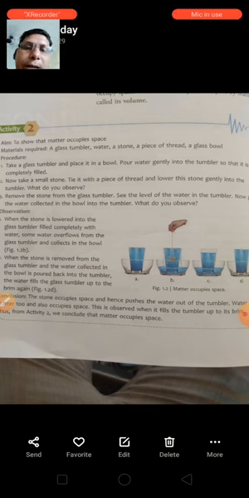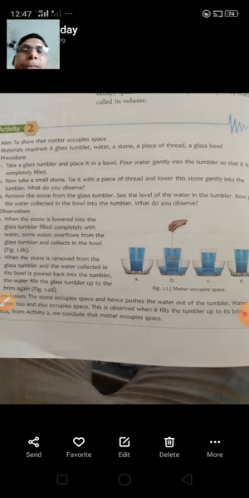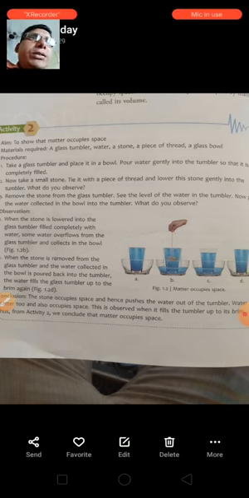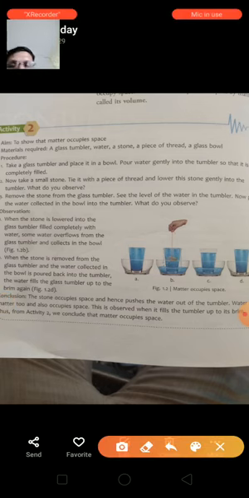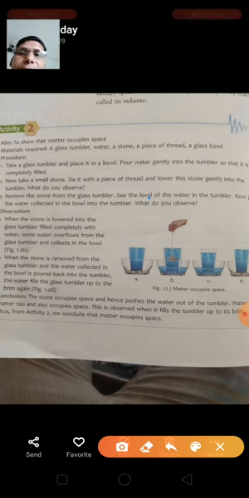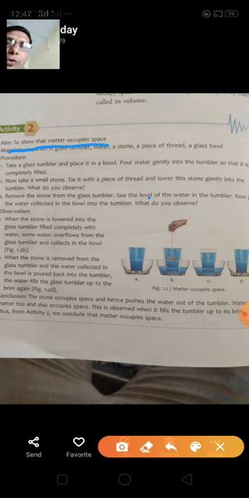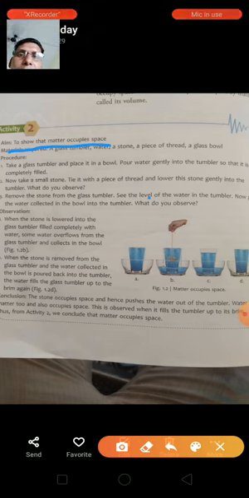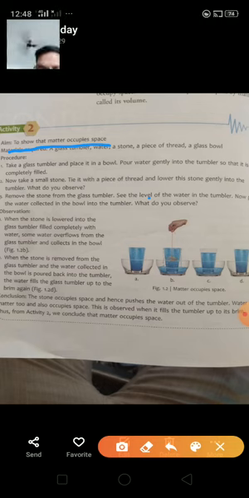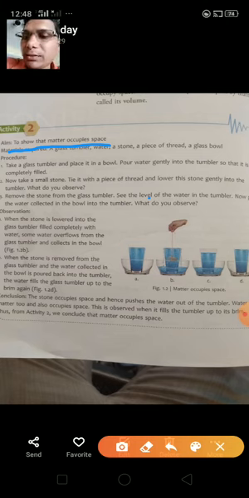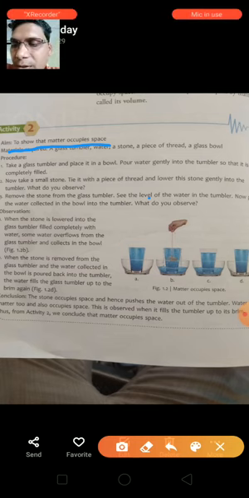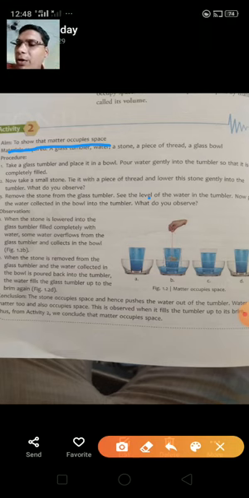So here I show you a simple experiment to prove that matter occupies space. You can just see, here is a simple activity. Aim: to show that matter occupies space. What are the materials required? To prove this experiment, the materials required are a glass tumbler, water, a stone, a piece of thread, and a glass bowl.